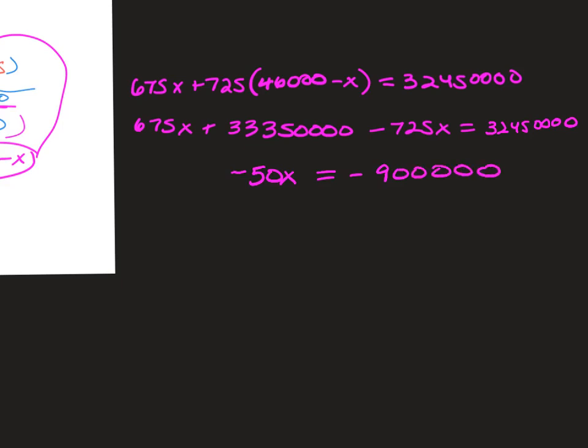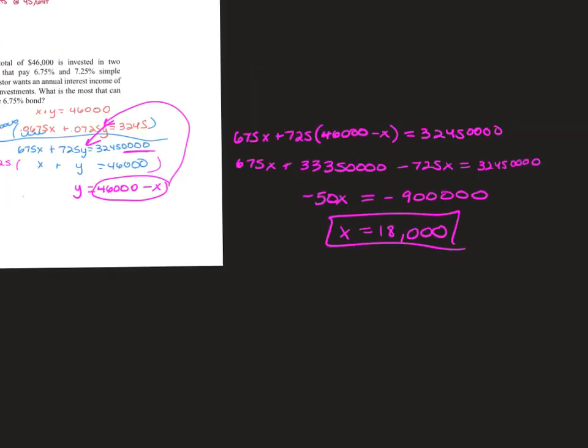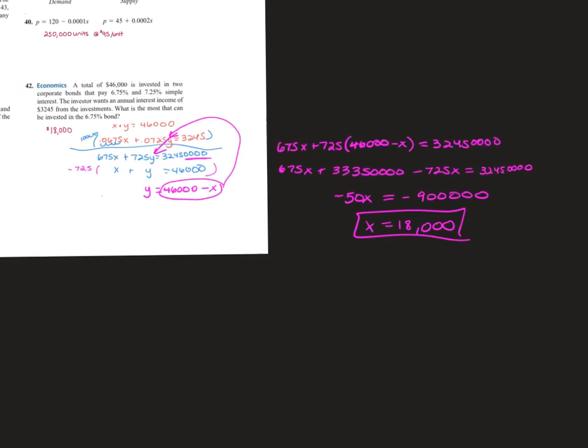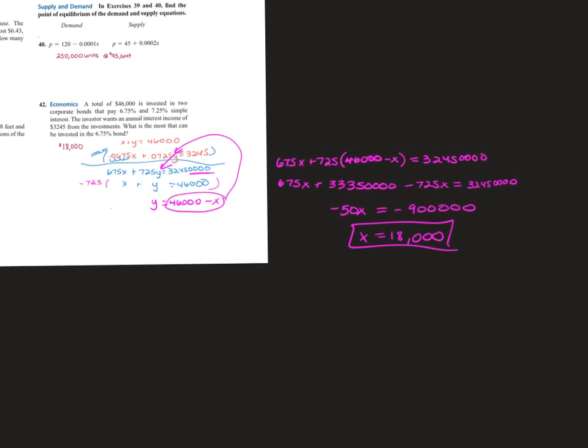Negative 900,000 divided by that negative 50, and you get 18,000. So because that's the lower yielding account, if I put any more than that in, I make less money. So that's what it means by, like, what would be the minimum you could put in. If it asks for both, then you would obviously just plug that back in. But it asks for what's the minimum you could put in for that. Other questions from this page?